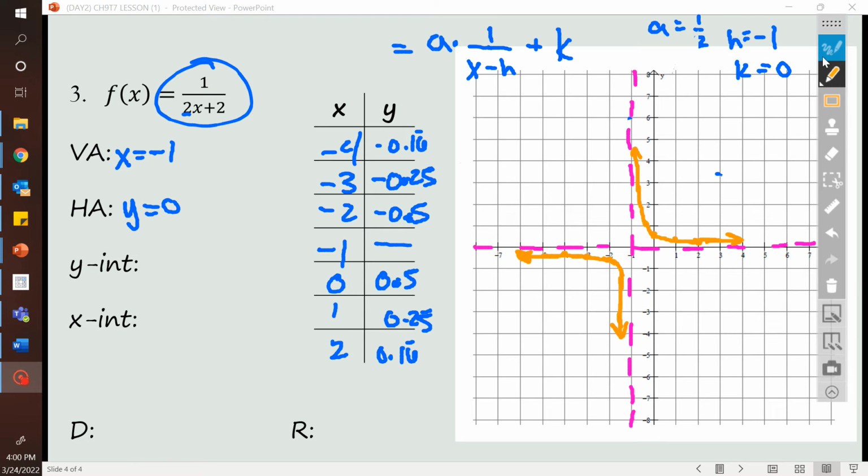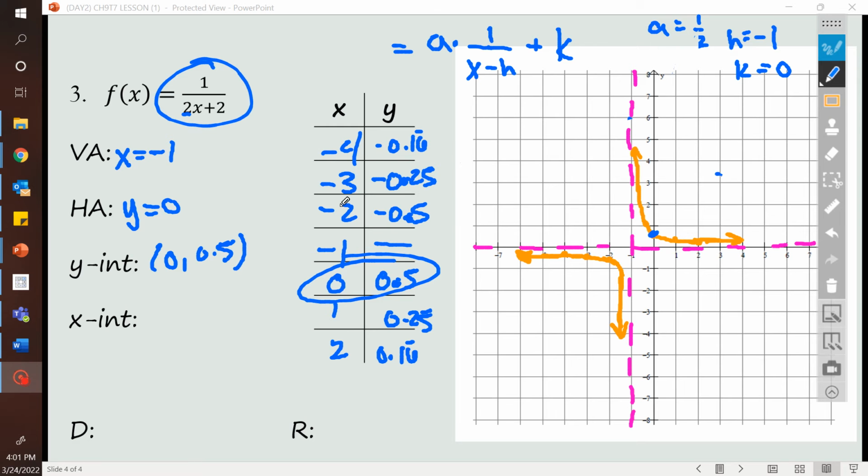However, we can still find the important information like the x and y intercept. For the y-intercept, we can plug in 0. We already did that in our table. It's a half, and you can see that point is right here. It's our y-intercept. Our x-intercept we can find by setting the equation equal to 0. However, we don't need to do that. We can tell that's where the asymptote is. The asymptote is on the x-axis, so there is no x-intercept.